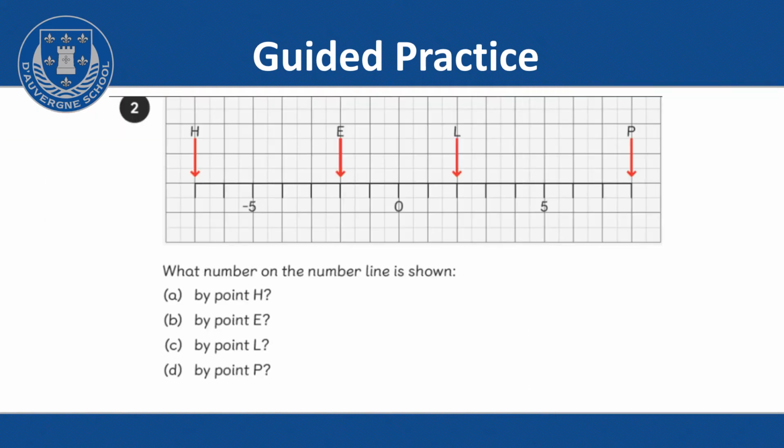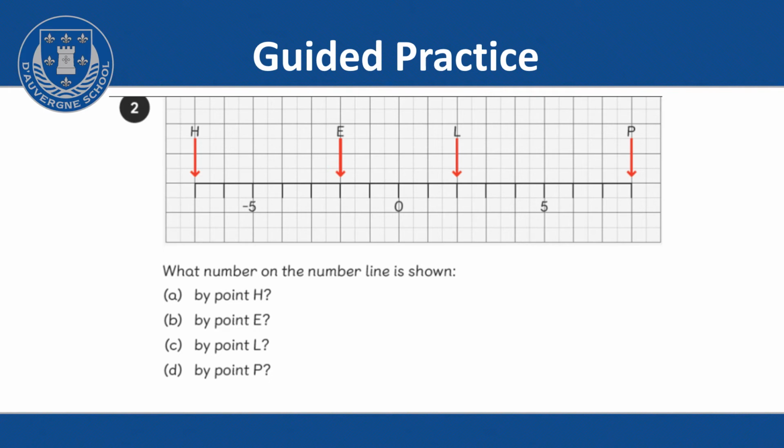Okay, and moving on to question number 2 of our guided practice today. Here we have got a horizontal number line and we've got some positions marked with letters that actually spell out the word help. Hopefully you don't need any help at this stage and you're following it all fine. Okay, so we've got our 0 in the middle and you can see on our right hand side we've got a +5, our left hand side we've got a -5. Okay, so it's asking us what number on the number line is shown by point H. Now, how could we work that out? Just have a think for a second.